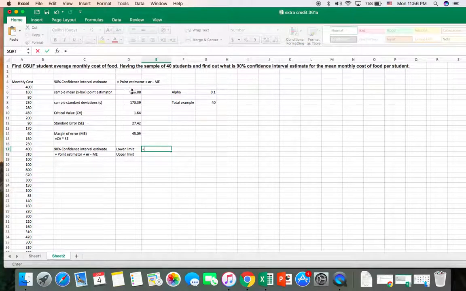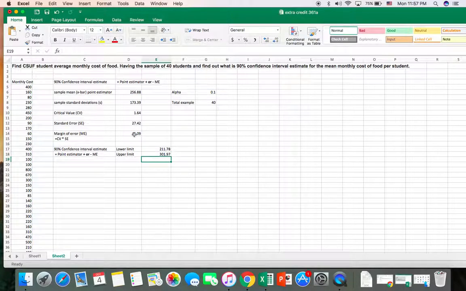So it is equal to the point estimator minus the margin of error to get the lower limit, which is 211.78, and the upper limit is equal to the point estimator plus the margin of error, which is 301.97. So we can say for CSUF students, their average monthly cost of food in a 90% confidence interval is from 211.78 to 301.97. And that will be all for this project. Thank you so much for listening.